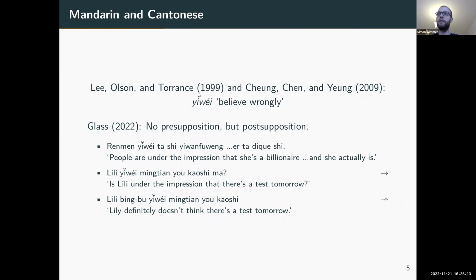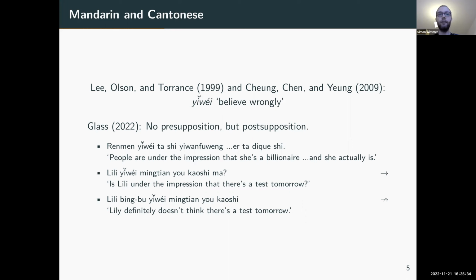Now, Yiwei, the inference triggered there does project on the question. So is Lily Yiwei that there's a test tomorrow? The inference that Lily is wrong about whether there's a test tomorrow, that there's no test tomorrow, projects. So the falsity projects. But with negation, that inference does not project.